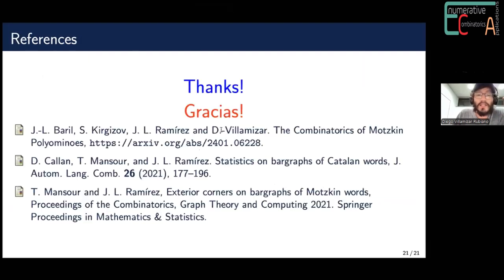I just want to say that the first reference is the paper where you can find more of the results. The second one is some context. These words happen to have, when you take out the restriction of not having consecutive equal symbols, something called Catalan words. And then there is this paper that deals with these same statistics, but with Catalan words.